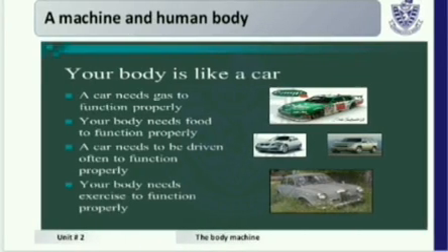A machine and human body. Your body is like a car. A car needs gas to function properly. Your body needs food to function properly. A car needs to be driven often to function properly. Your body needs exercise to function properly.